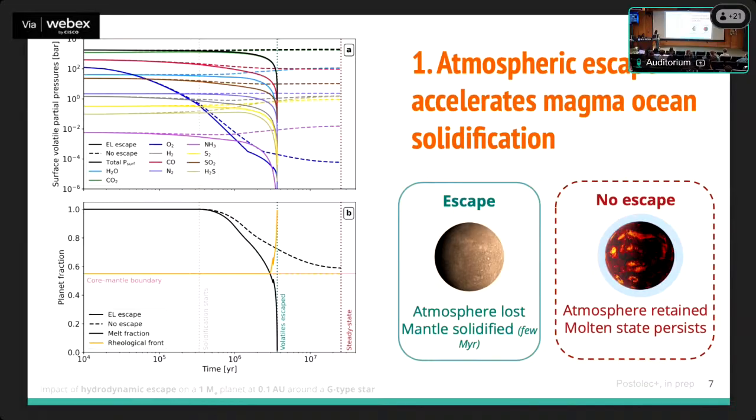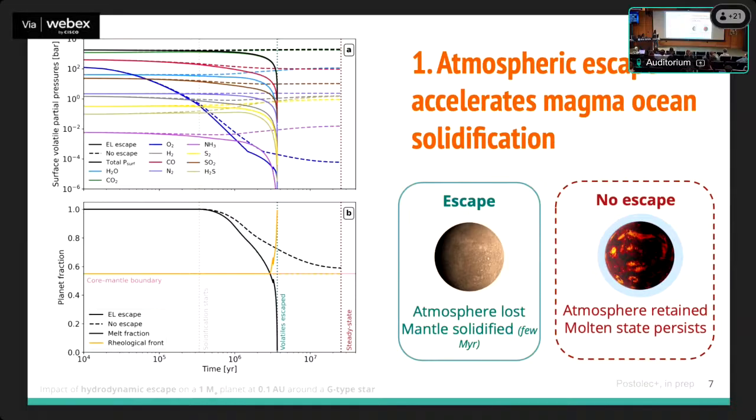If you focus on the results, in the simulation without escape, my planet stays in a steady state, and there is still an atmosphere on this planet, and it's still in a magma ocean stage. But when I include escape, as you can see here, all the atmosphere is lost, and then the mantle solidifies quite quickly, in less than a few mega years. So in that sense, atmospheric escape can accelerate the magma ocean solidification timescale. That was the first thing I looked at.